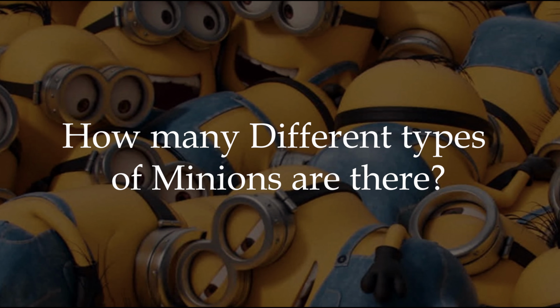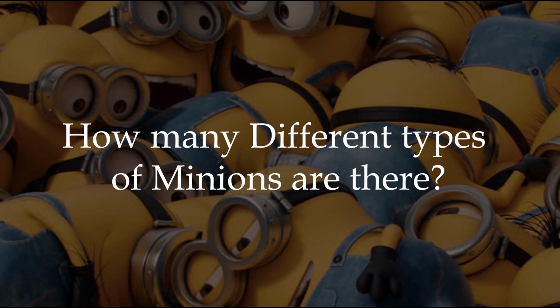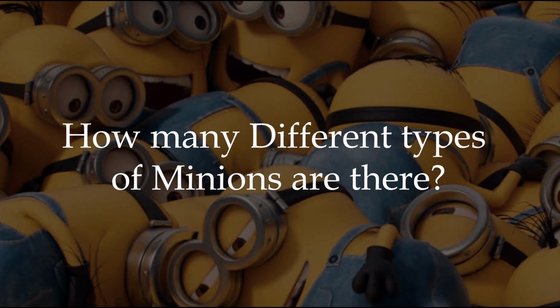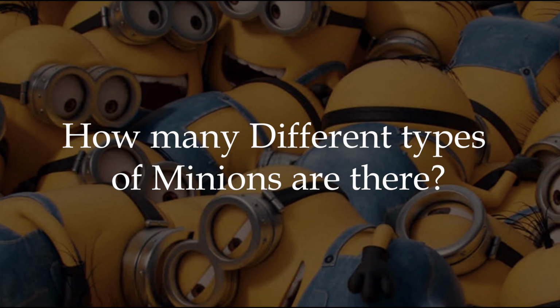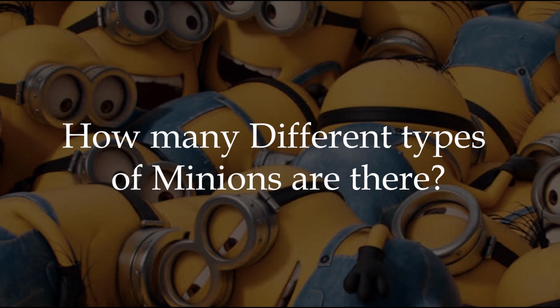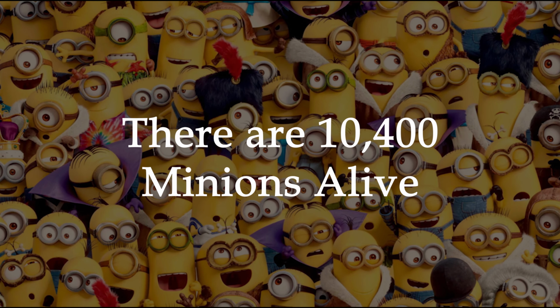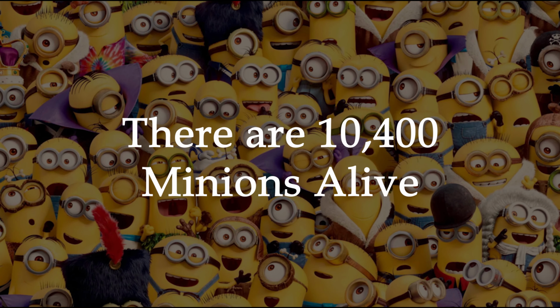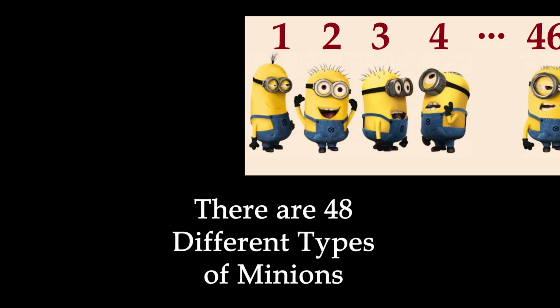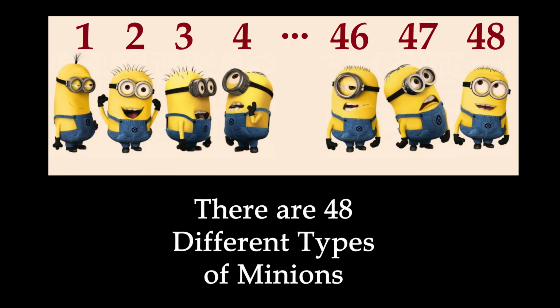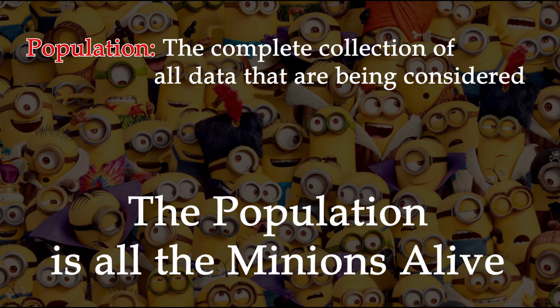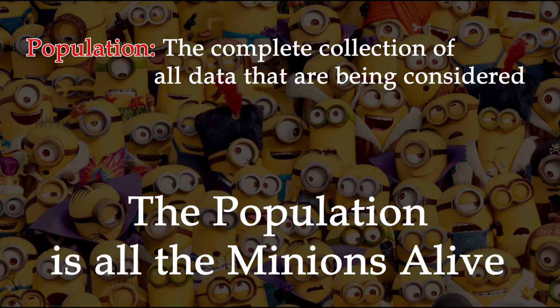If we want to know how many different minions there are, we can gather all the minions in existence and then sort them into groups of similar characteristics. If we do this, we find that there are 10,400 minions in total, and they can be grouped into 48 different groups. When we consider the complete collection of minions, we call this the population.